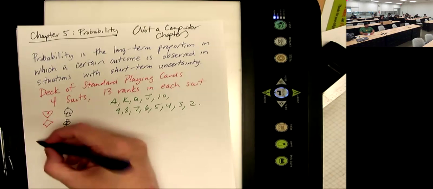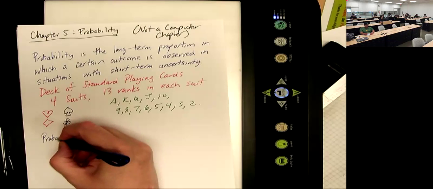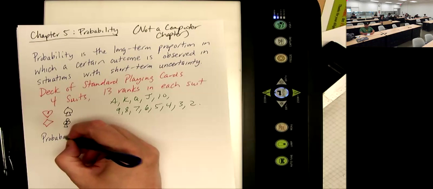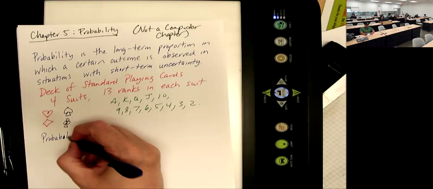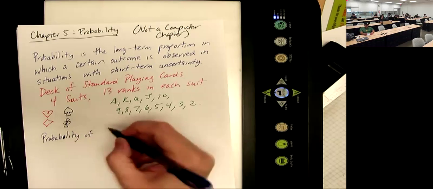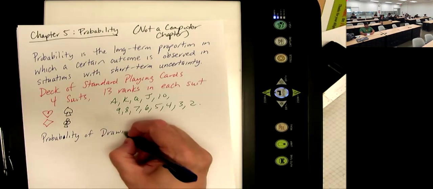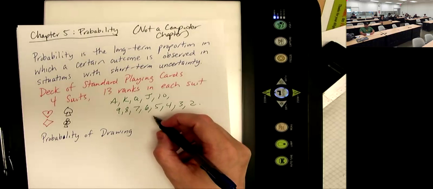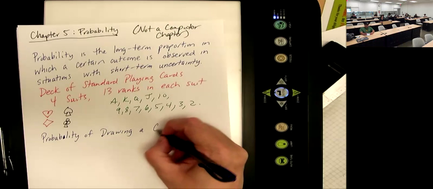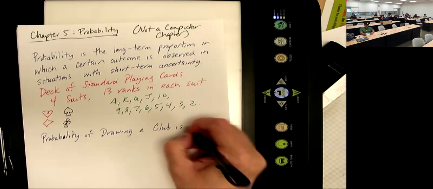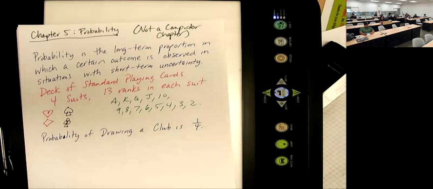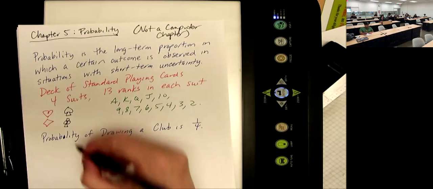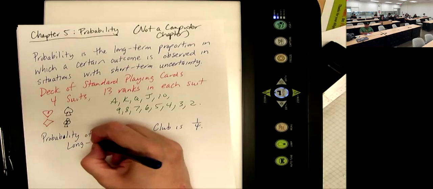The probability of drawing. What's your favorite suit, Amar? Clubs. No one likes clubs. The probability of drawing a club is 1/4. Yeah, I gotta approve of that.